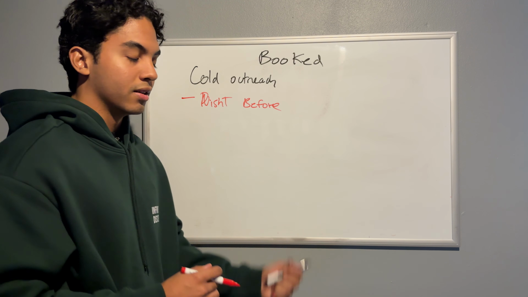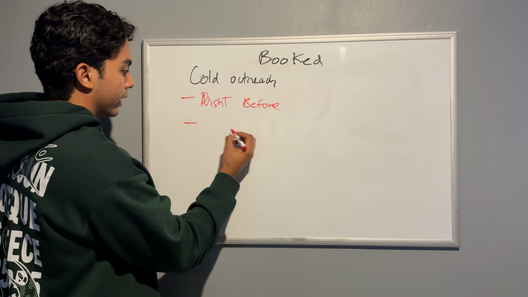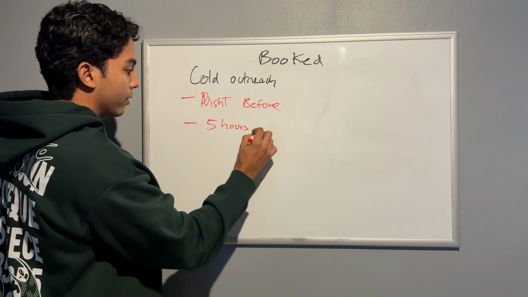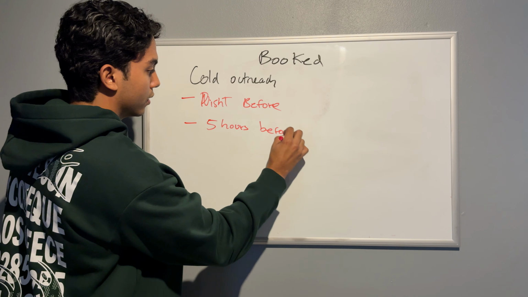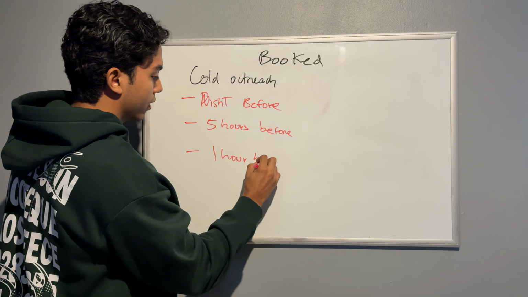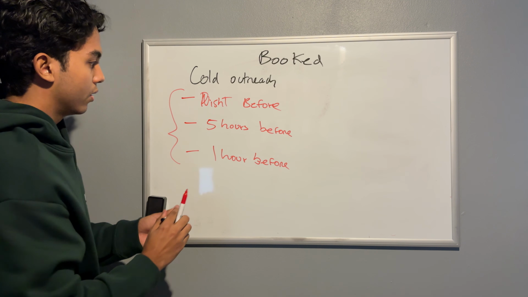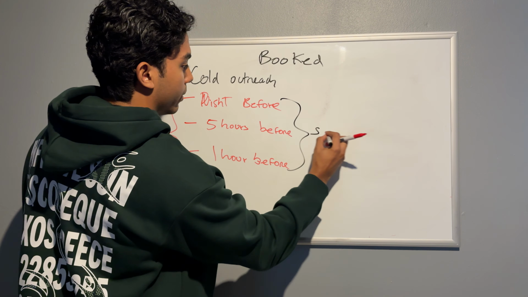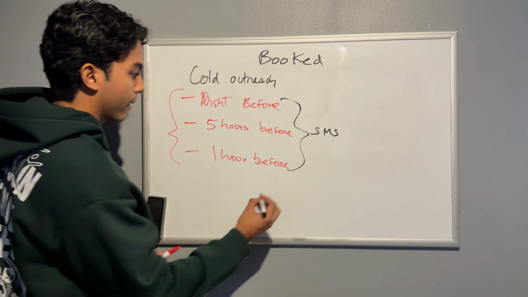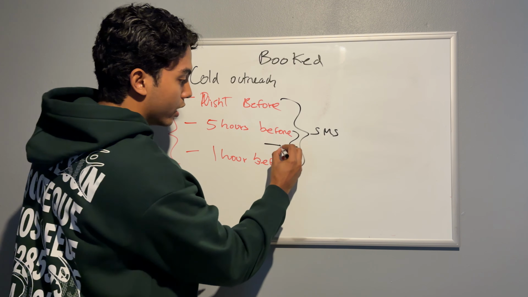Like, don't call them at 10 p.m. Okay, night before. I would say at the beginning of the day, like 5 hours before, if applicable, and 1 hour before. Okay, this all can be SMS or WhatsApp if you're using WhatsApp. And in here, between these two, let's say here, or 1 hour before, you're going to call them.